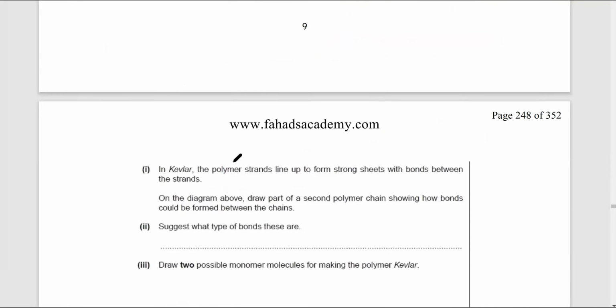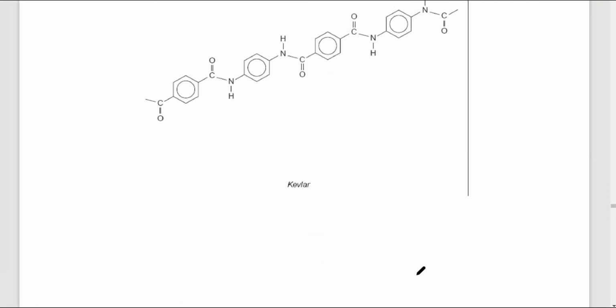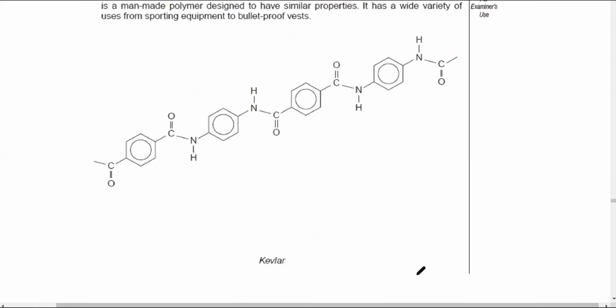अच्छा, second, वो कह रहे हैं on the diagram draw parts of a second polymer chain showing how bonds could be formed between the chains. Suggest what type of bonds are formed and draw possible monomers for making this Kevlar. अच्छा, तो amides जब भी होंगे, it's going to be hydrogen bonding.